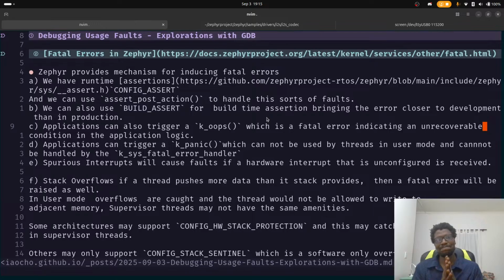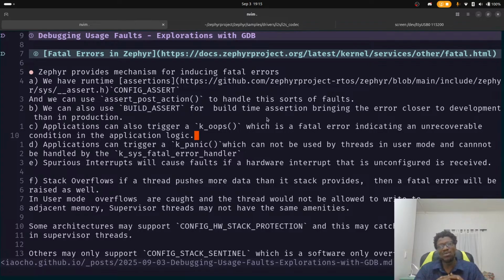So basically we can induce runtime assertions. These are assertions where we check some sort of condition at runtime. And if that condition is not met, we can use an assert to cause a fatal error. We can make the app crash, is basically what we're saying. And also, in the event of this happening, we can use an assert post action, which is a callback that we can use to handle this sort of fault.